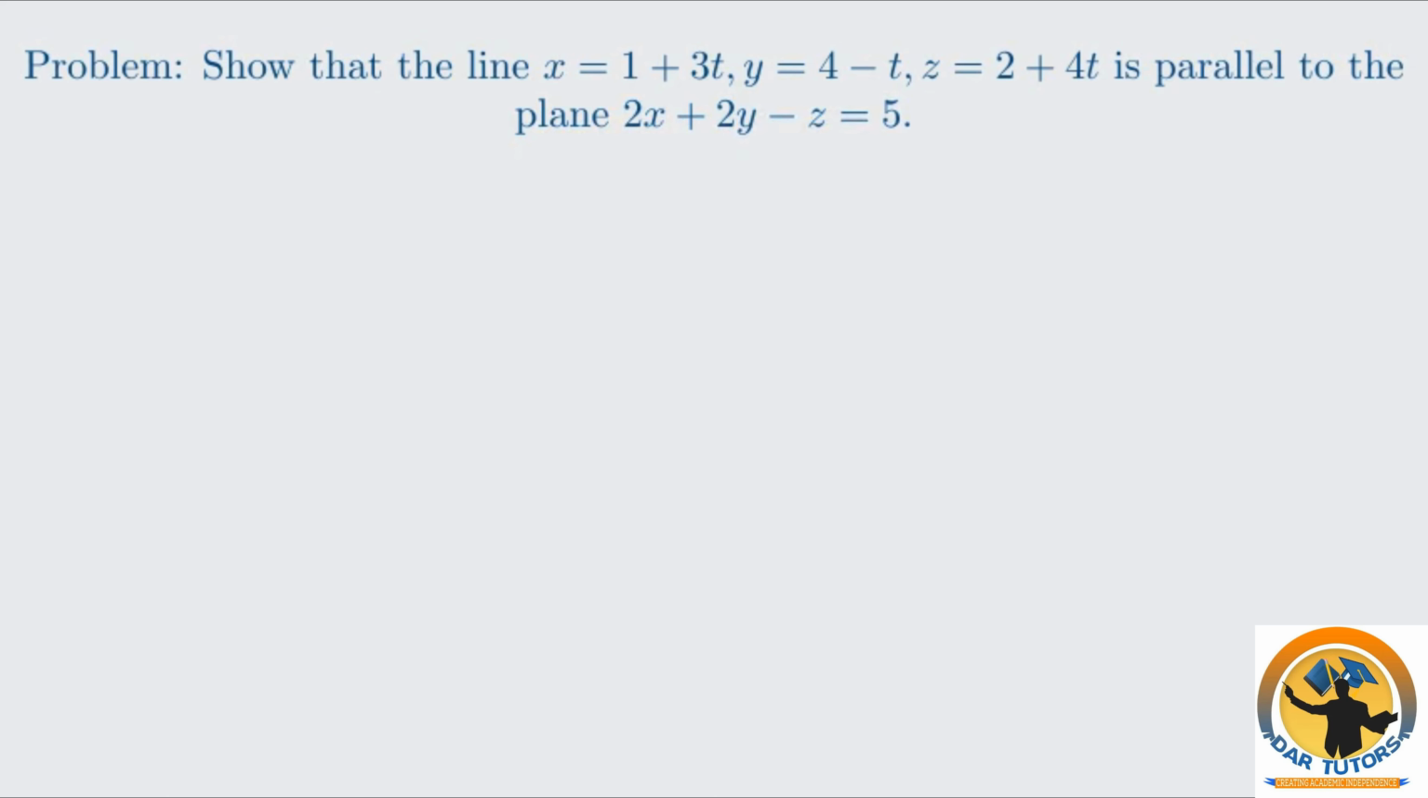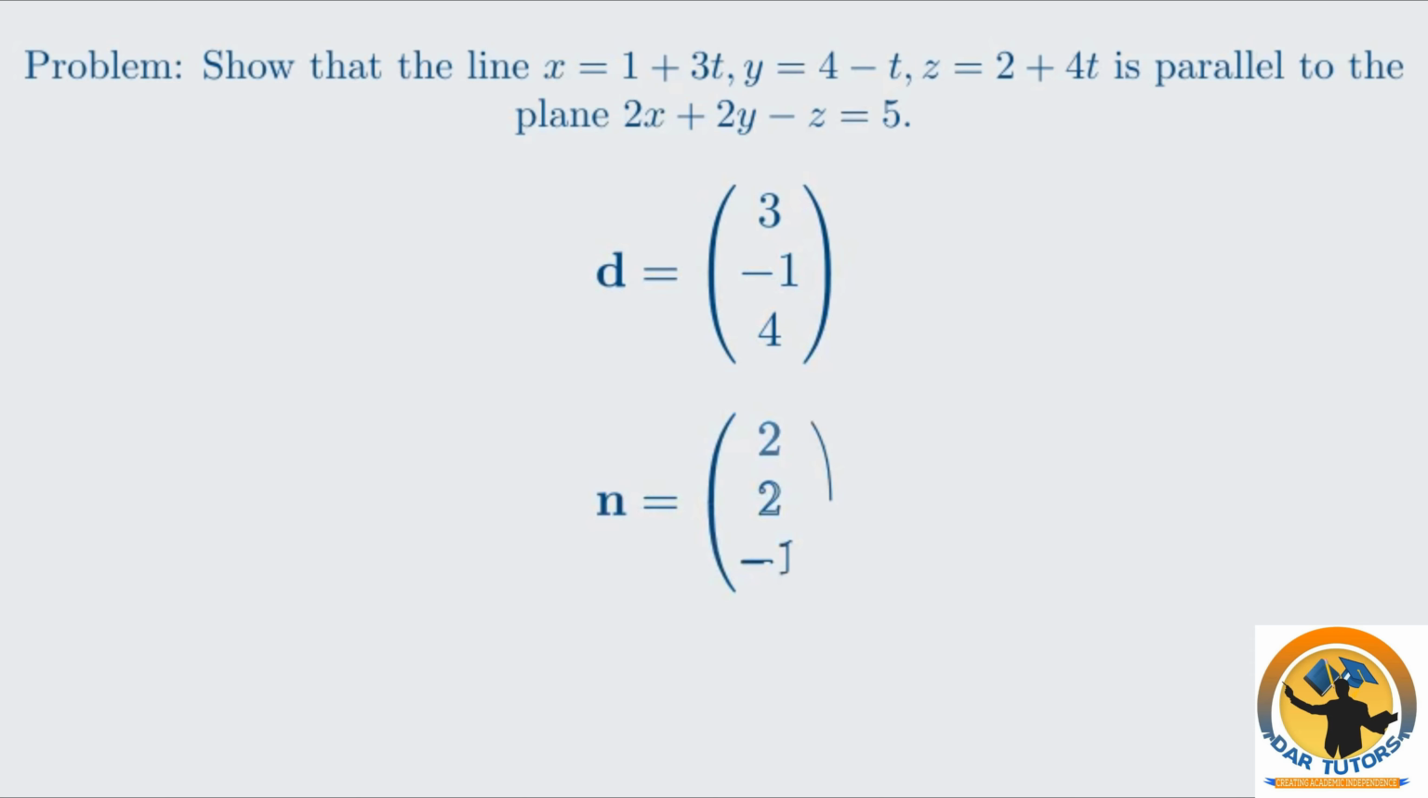To show they are parallel, we need to show that the dot product of the line's direction vector and the plane's normal vector is 0. First, let's find the direction vector, d, for the line. From the parametric equations, the coefficients of t give us the vector (3, -1, 4). Next, let's find the normal vector, n, for the plane. From the Cartesian equation, the coefficients of x, y, and z give us the vector (2, 2, -1).